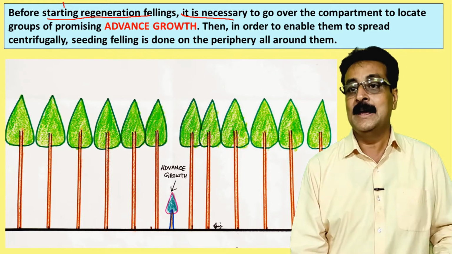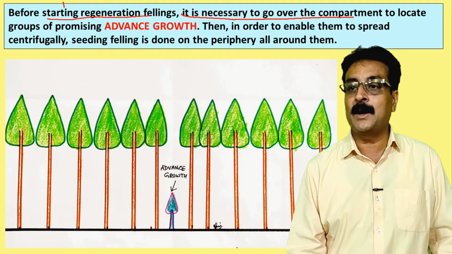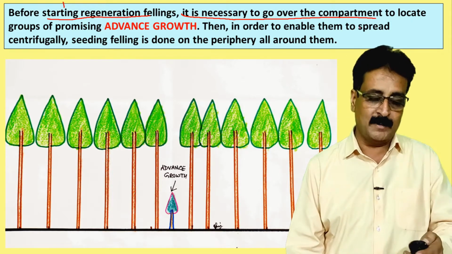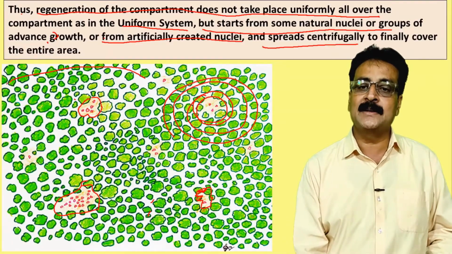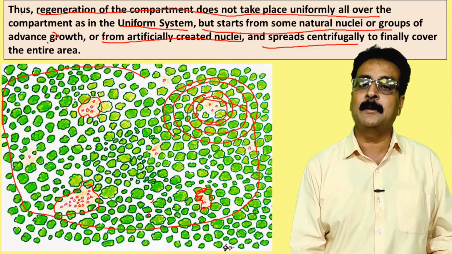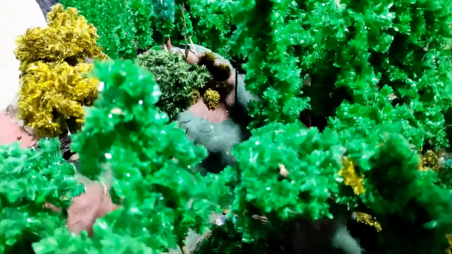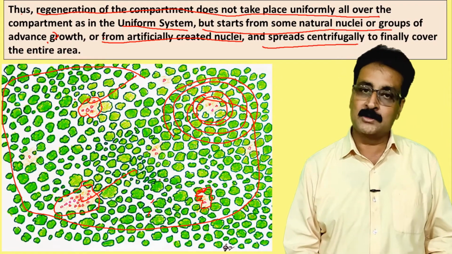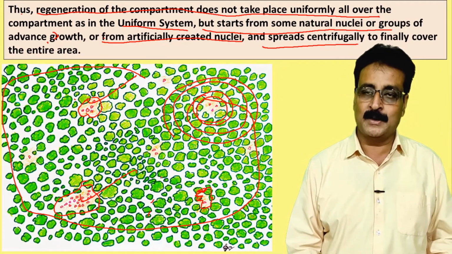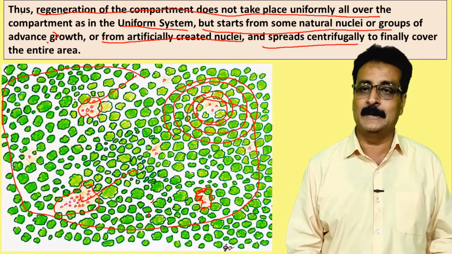So before starting the regeneration felling, in the group system, before doing seeding felling, secondary felling, final felling, it is necessary to go over the compartment. Now we have to go through the entire compartment and locate the groups of promising advanced growth. It is not an easy job. No doubt remote sensing also helps nowadays. In early days it was very difficult.